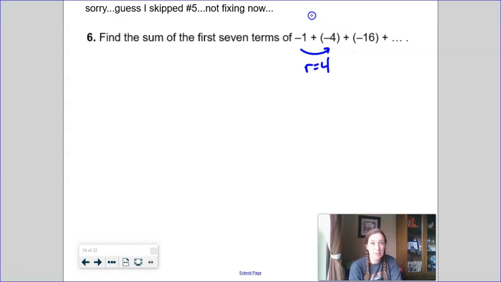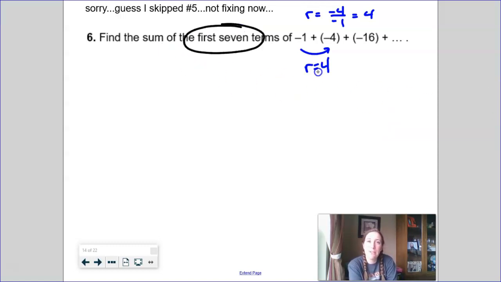And if you weren't sure about that, you could find the common ratio by taking the second term and dividing by the first term. That's always an easy way to come up with the common ratio, if you can't see it, like on that previous example, which was awful. So we want to find the sum of the first 7 terms. If you want to use that newer formula, you sure can.